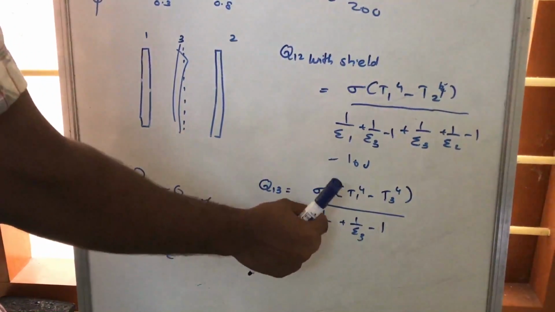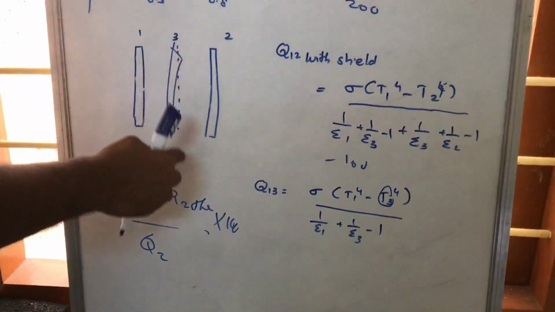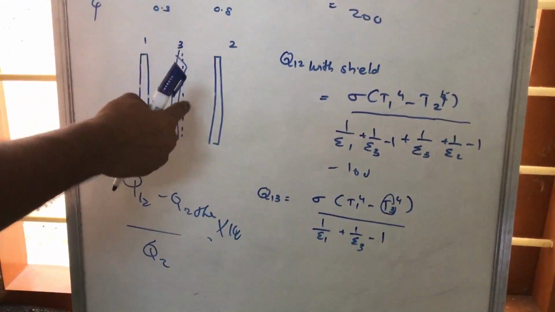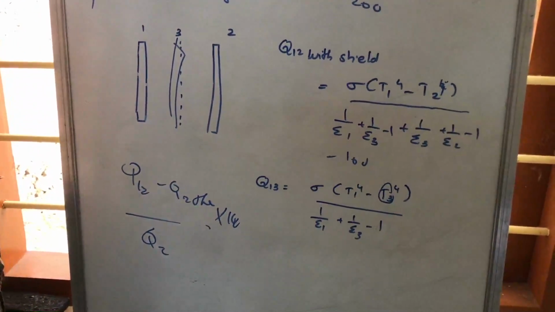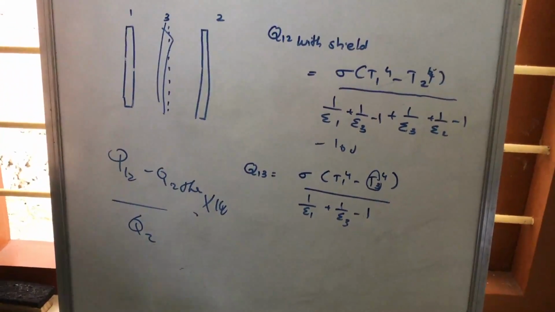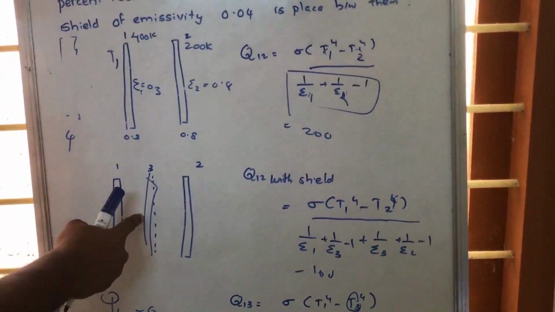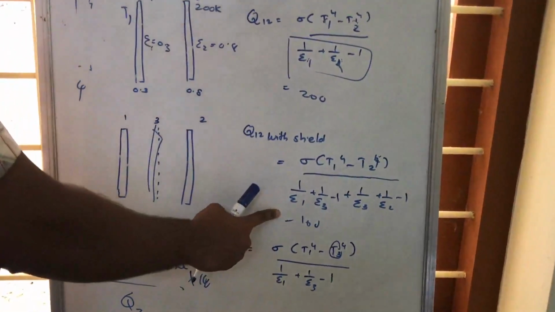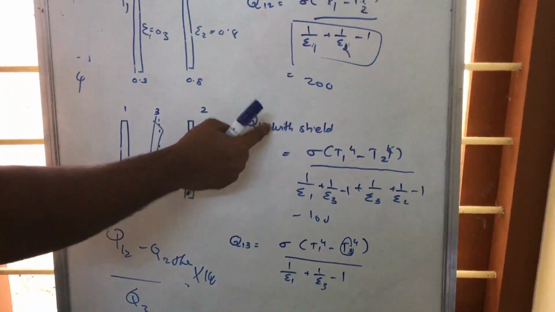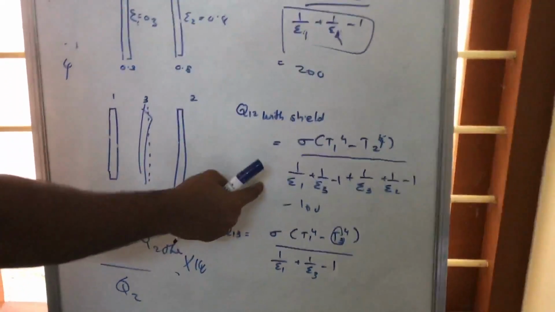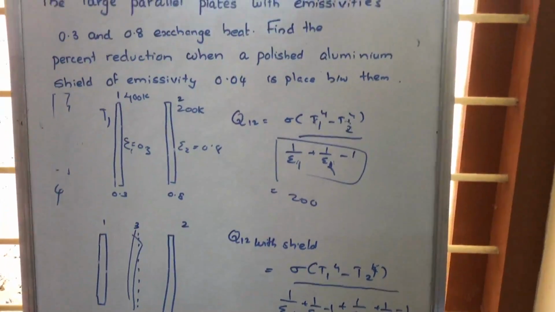So this can be used when we are asked to find the temperature T3 of the shield. If something is asked like find the temperature of the shield, then this equation can be used. Usually they ask for the percentage of reduction, so we first use the equation without the shield, then with the shield we use this equation, and then we find both heats. Then there will be a reduction of heat in this case, and that percentage will be found to get the percentage reduction.